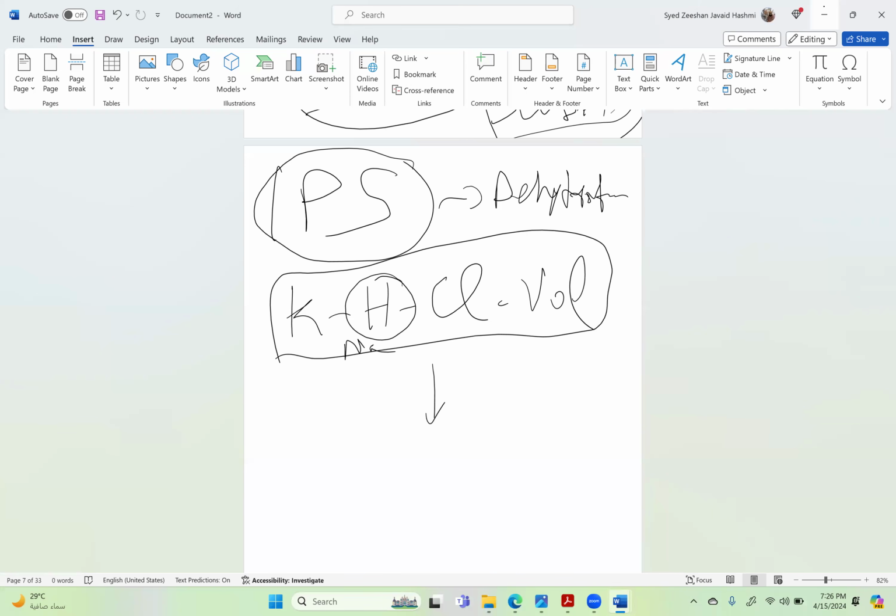Because initially the body will try to conserve sodium, the body will try to conserve hydrogen. Okay, but when potassium levels go critically low, then the response will be opposite, and the body will try to conserve potassium at the cost of hydrogen. So this is called paradoxical aciduria. Okay, so there is a hypokalemic, hyponatremic, hypochloremic metabolic alkalosis with paradoxical aciduria.